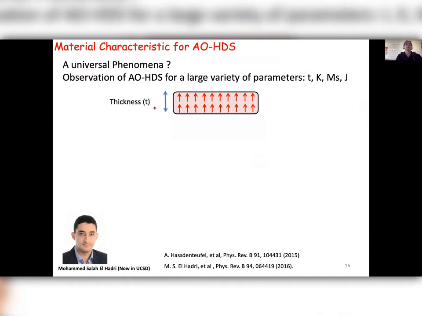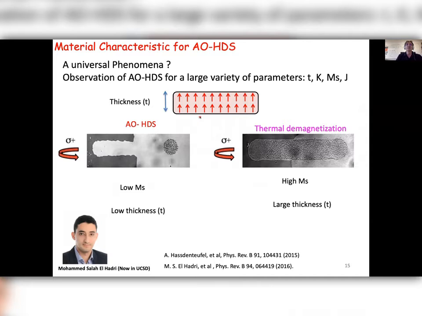And so we tried to find out why it was so universal. Can it be observed for any kind of material with any kind of parameters, thickness, anisotropy, magnetization, exchange? And we found out that if you have a material which has either a very low thickness or low magnetization, you have very nice all optical helicity-dependent switching. However, if you have a sample that is too thick, or if its magnetization is too high, then you have thermal demagnetization.